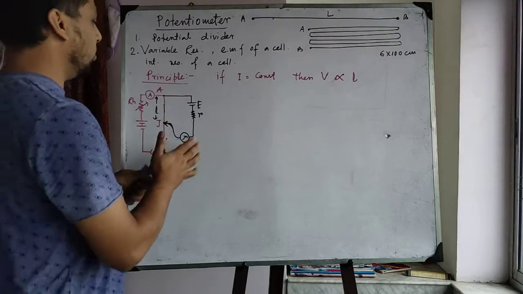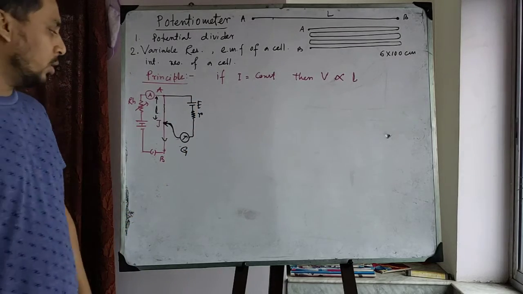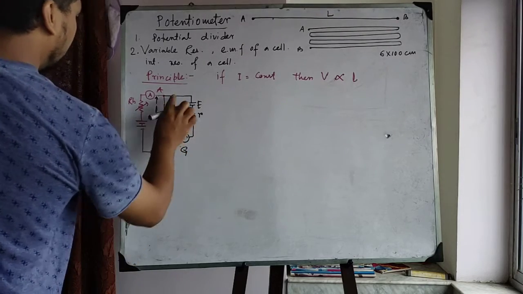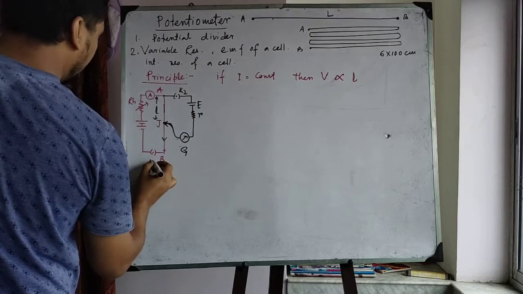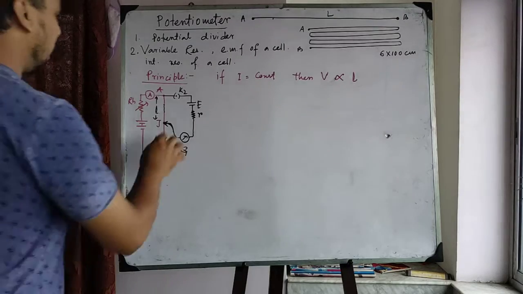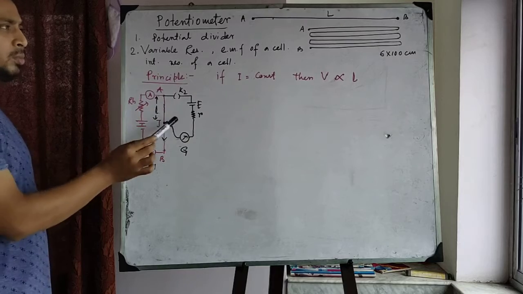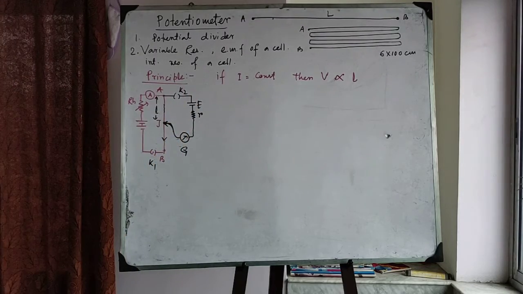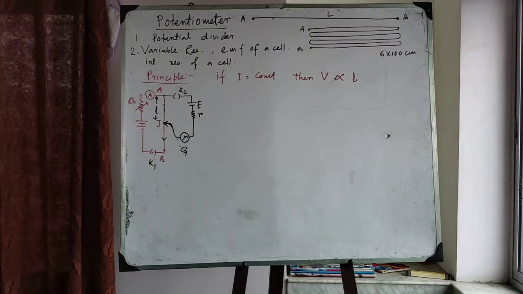So we have to determine the EMF of this cell, which has an internal resistance R. Let there be two keys, K2 and K1. When K1 is closed and K2 is open, no current flows through this external circuit. This is the potentiometer circuit and this is the external circuit. No current flows through this circuit. At this time, I is the current flowing through the potentiometer wire.